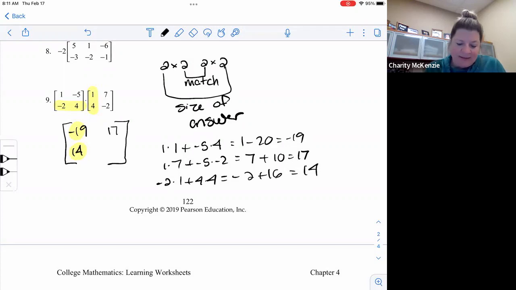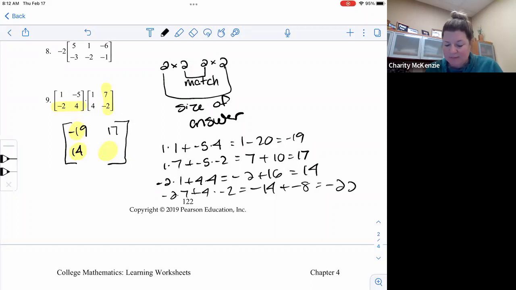Okay, and then the last one is going to be the row, last column, gets me this last solution right here. So last one would go -2 times 7 plus 4 times -2. And -2 times 7 is -14. And then added to -8. Is that 22? So -22.